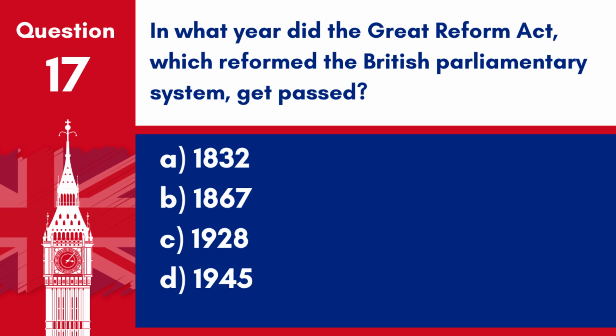Question 17. In what year did the Great Reform Act, which reformed the British parliamentary system, get passed? A. 1832, B. 1867, C. 1928, D. 1945. Answer A. 1832. The Great Reform Act, which reformed the British parliamentary system, was passed in 1832.